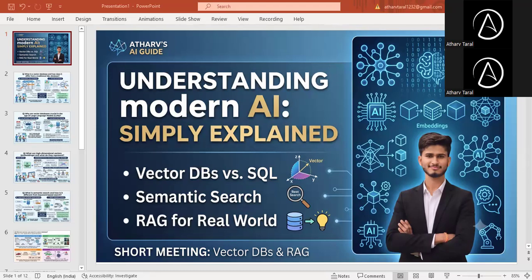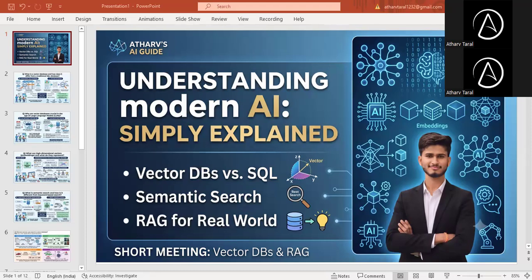Hi everyone, thank you for joining this meeting. My name is Atharva. Today I want to talk about some of the main ideas behind the AI technology we see everywhere right now. We all hear a lot about AI and large language models, but today I want to explain how they actually work in simple terms.